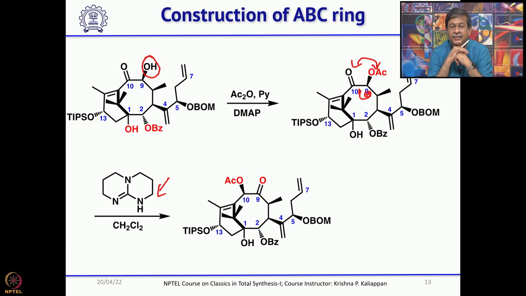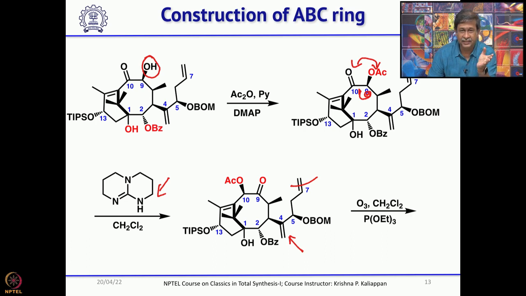That gives the completely rearranged product. Okay. So the ketone and acetate were exchanged. And that sets the stage for the intramolecular aldol reaction. Okay. So now what is required? You need to cleave this double bond selectively in the presence of the disubstituted double bond. Okay. And that can be easily done.